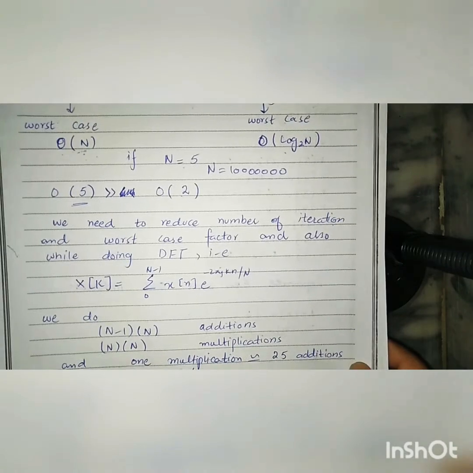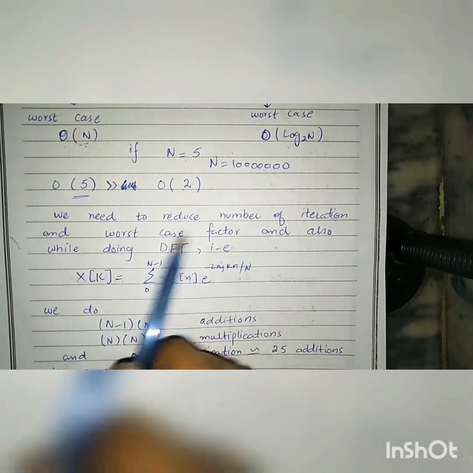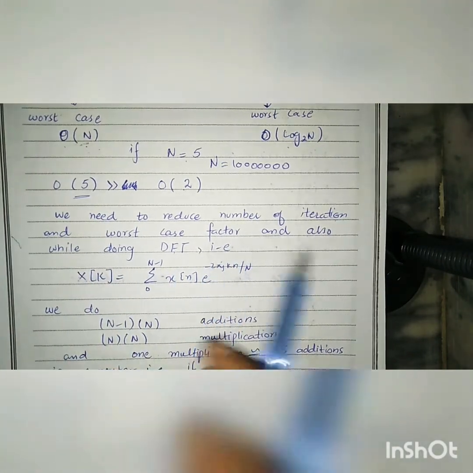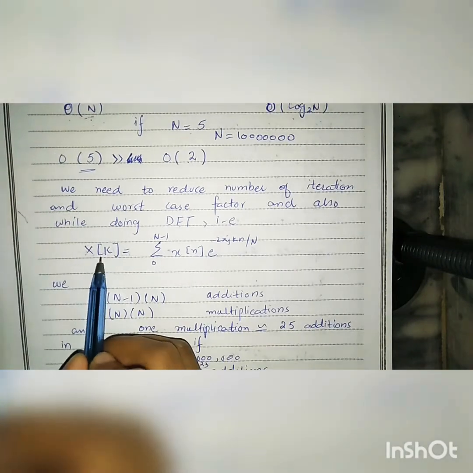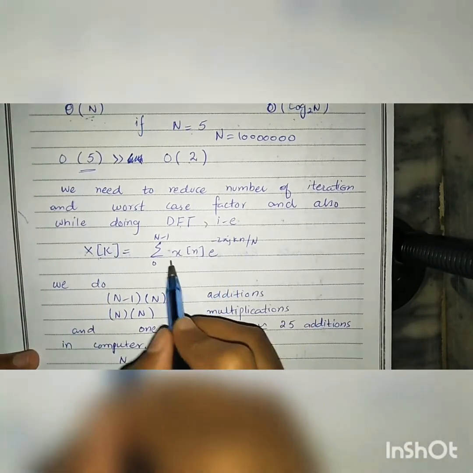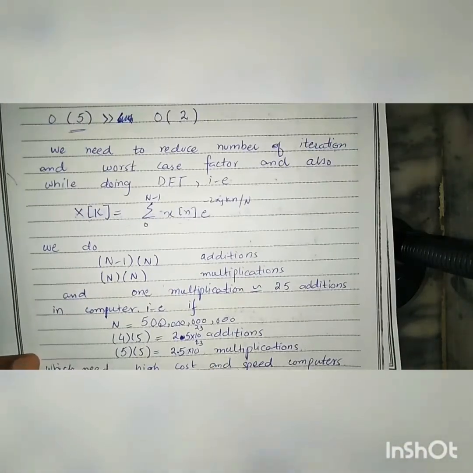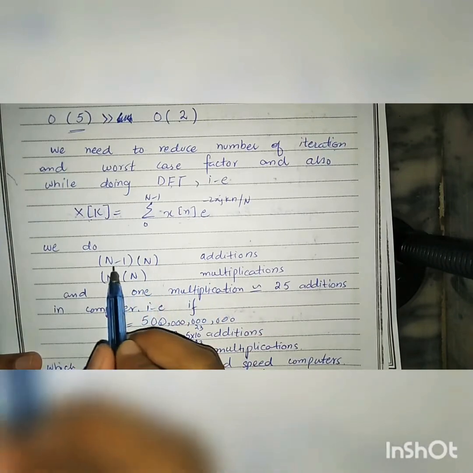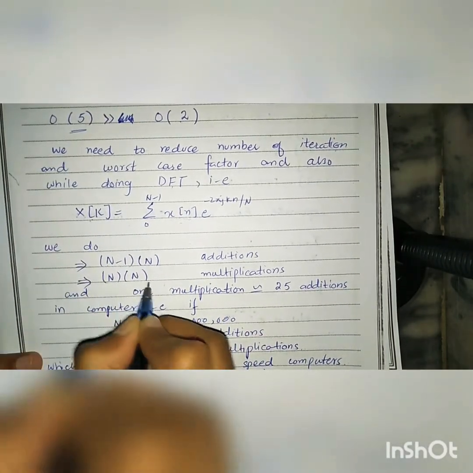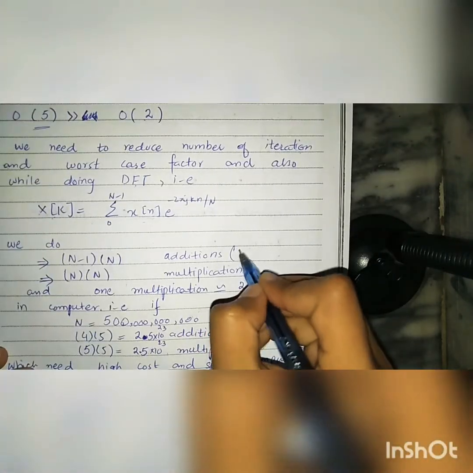Okay, then what's our goal? We need to reduce the number of iterations and the worst case factor. And also while doing DFT, we had some x of n and we converted it into x of k by doing this summation and this multiplication. So when we do this summation, we do n minus 1 into n additions and we do n into n multiplications. Now computers do additions.